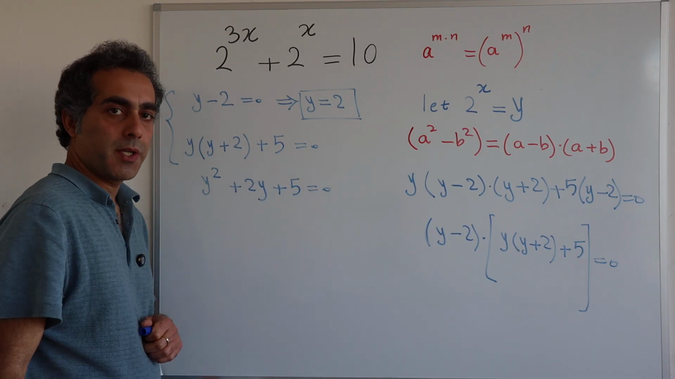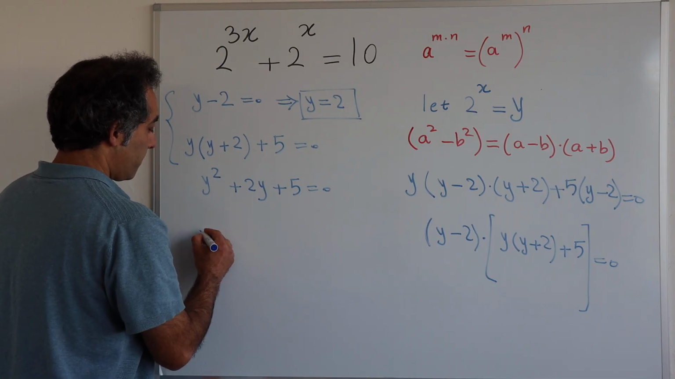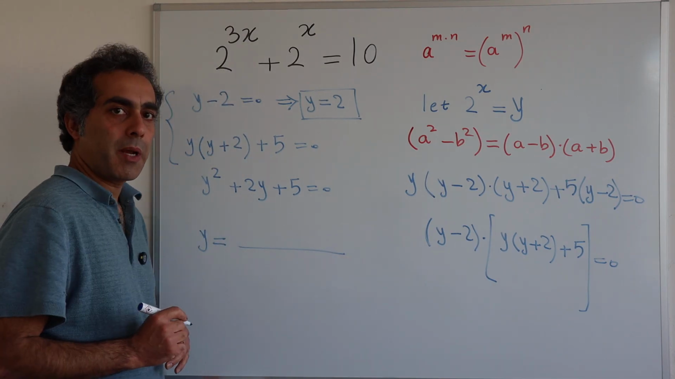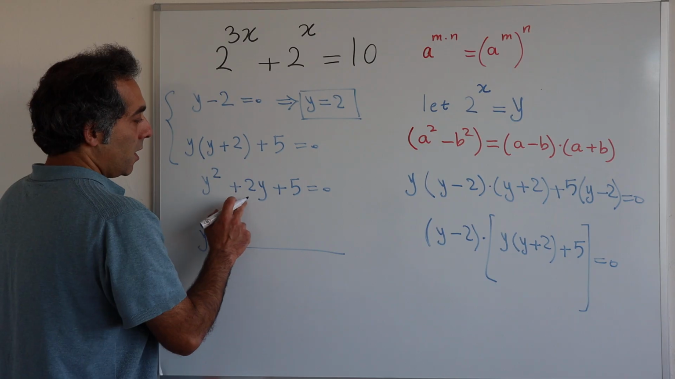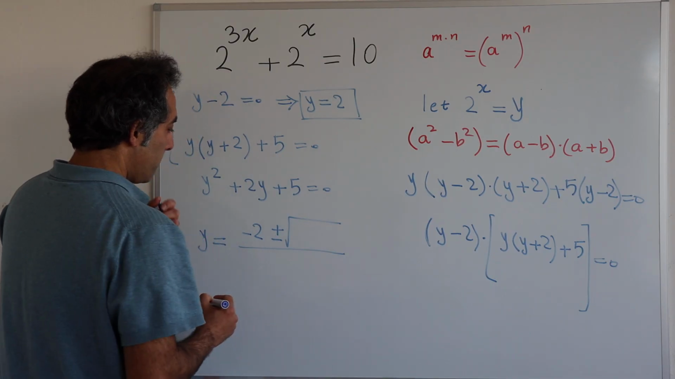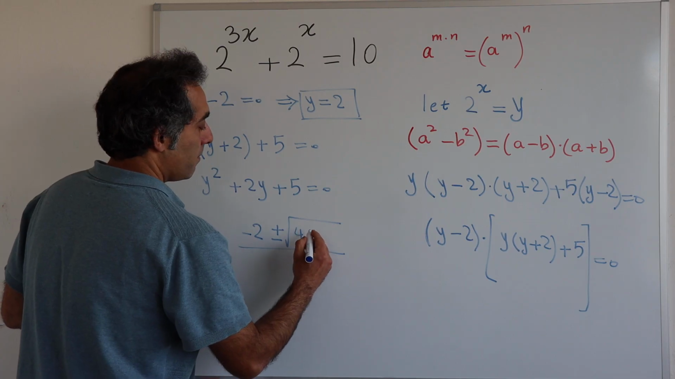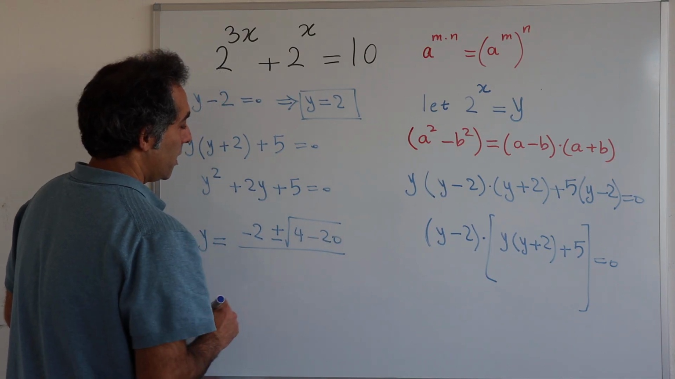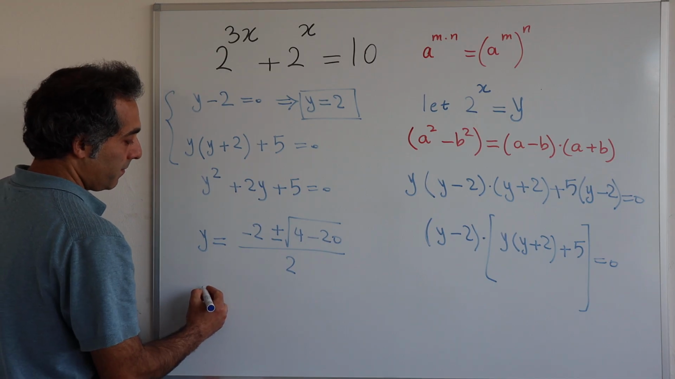You have a second order equation, and you can solve it easily by the formula. You may remember. If you don't remember, please check my other videos. Minus 2 plus minus the square root of 2 squared, which is 4, minus 4 times 1 times 5, which is 20, over 2 times 1. And this is the answer.